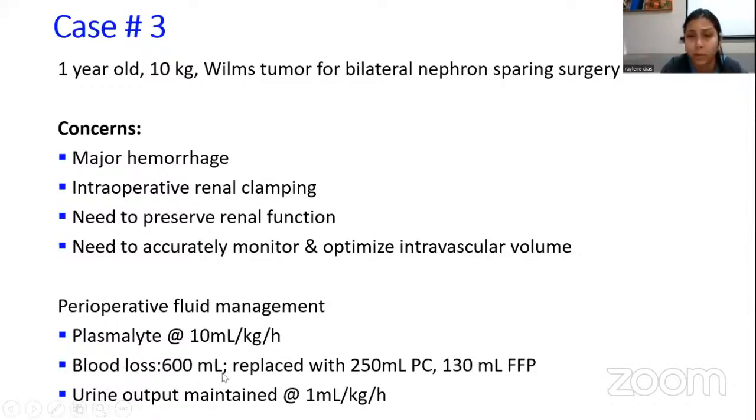The blood loss was 600 ml, which we replaced with 250 ml of packed cells and 130 ml of FFP. Now, urine output was maintained at 1 ml per kg per hour. But the problem is that there were some times in the surgery when the urine output was dropping, and we did not actually know what was going wrong. Were we giving enough, or is it because of the clamping, or what?